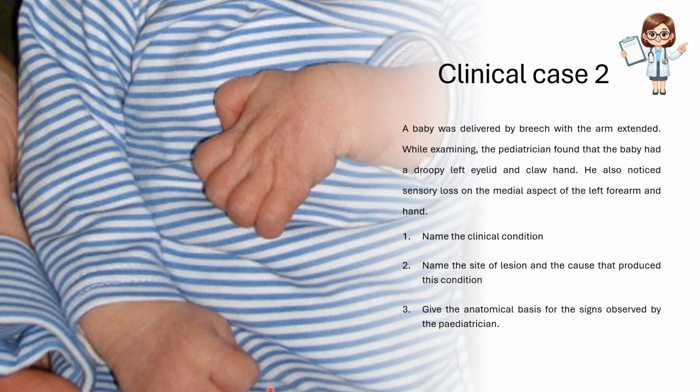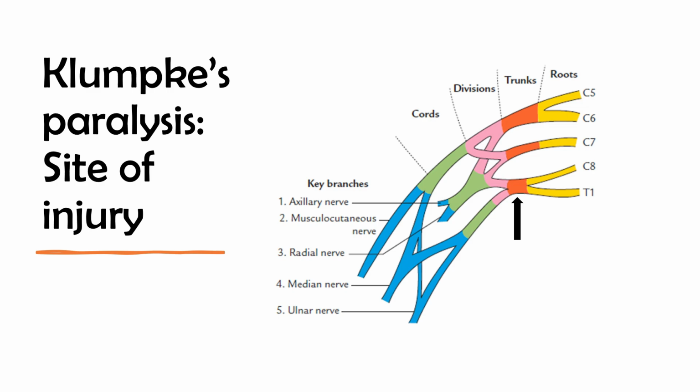Give the anatomical basis for the signs observed by the pediatrician. So what are the key words here? One is the breech with the arm extended. So the baby was delivered by breech. And next is the droopy left eyelid and claw hand and sensory loss on the medial aspect of the left forearm. So these are the keywords.